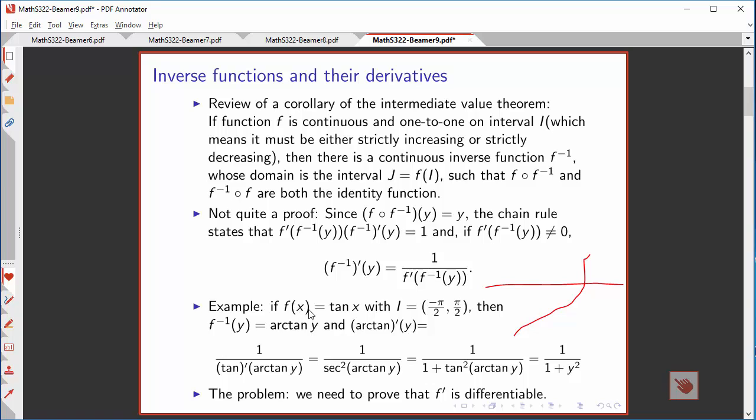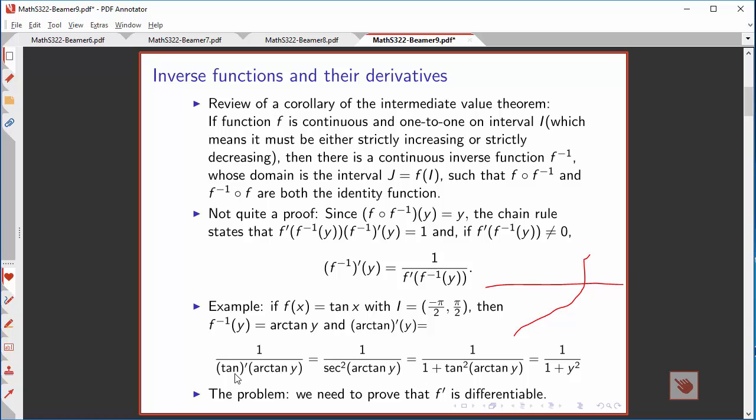Example, f of x is the tangent function. The interval in question is the open interval from minus pi over 2 to pi over 2, on which the tangent function is strictly increasing. Then, the name we give to the inverse function is the arctan function, and its derivative by this formula is 1 over f prime, that is the derivative of the tangent function, evaluated at f inverse of y, arctan y.